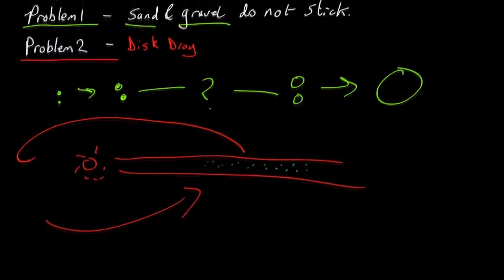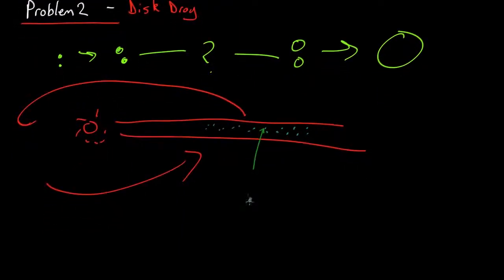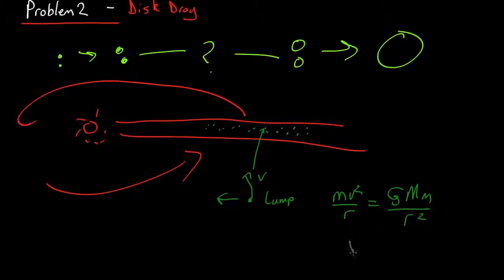Now consider one of these lumps. It's moving in a circle at velocity v, so there must be a force towards the middle, a centripetal force, given by the usual equation mv squared over r. And for a big solid lump, like a planet or a boulder or something like that, that will be given by gravity. So it's equal to Newton's gravity, GMm over r squared, which means we get a velocity, as we've worked out before, of root GM over r. All straightforward, we've seen that before.